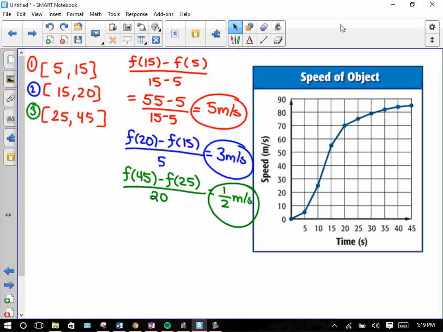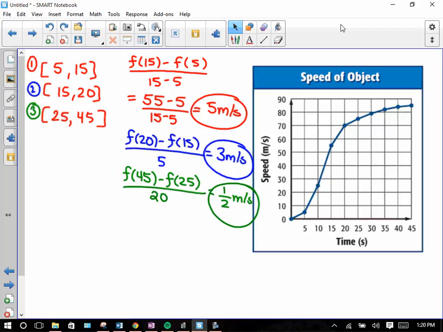Next says compare and contrast the nature of the speed of the object over these time intervals. What is happening to the speed as more and more time passes? Decreasing. It goes from between here and here, 5 meters per second, between here and here, 3 meters per second, and between here and here, only half a meter per second. So the speed is slowing down. That's all part B is asking. What can we tell about the speed as the time is changing?